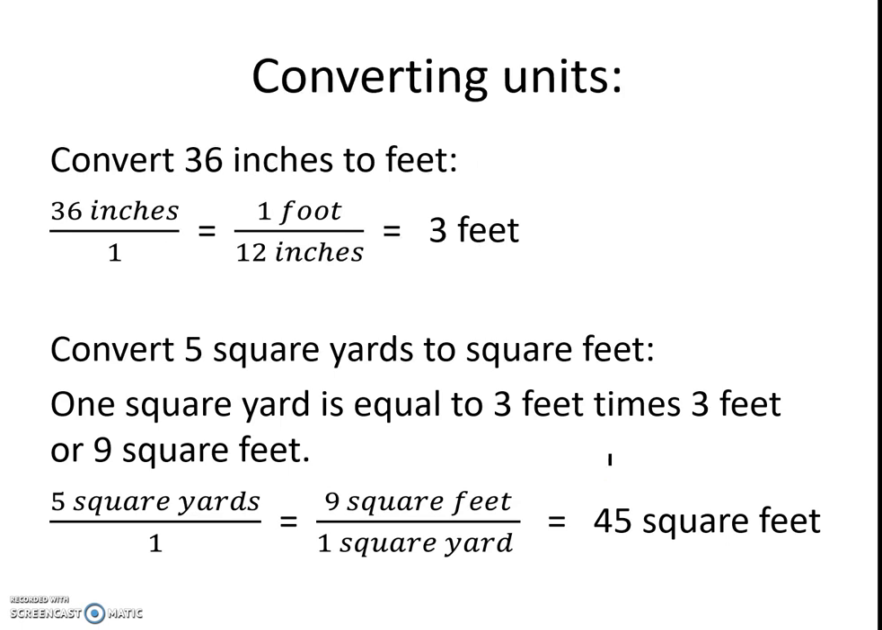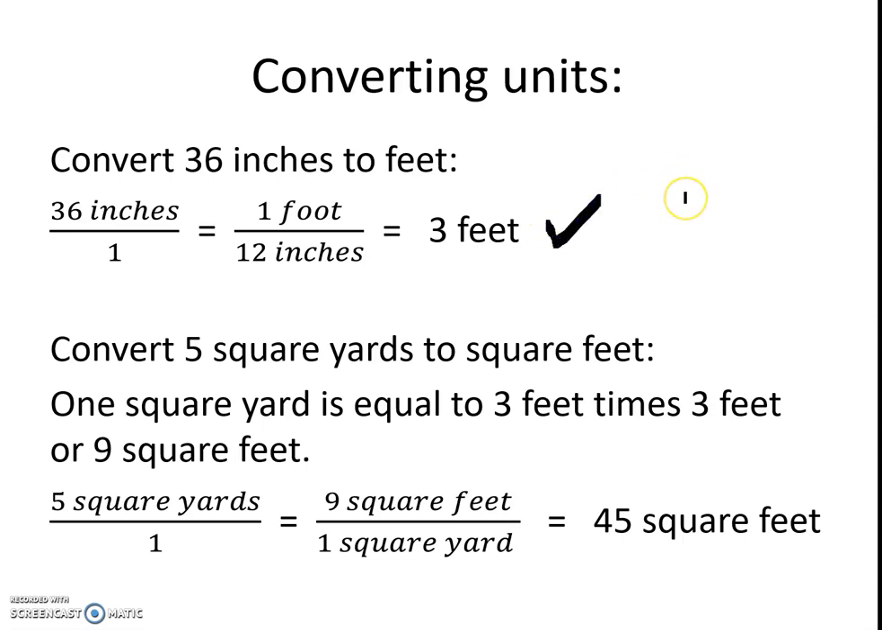Converting units, this is an example to convert 36 inches to feet. So we always take what we're given, which was 36 inches, and put it over 1, times where we want to go, equal to whatever we want to go to. In this case, we want to go to feet, so 1 foot equals 12 inches. We can see that these units cancel out, and we multiply across, and we'll get 36 over 12, and 36 over 12 reduces to 3 feet.